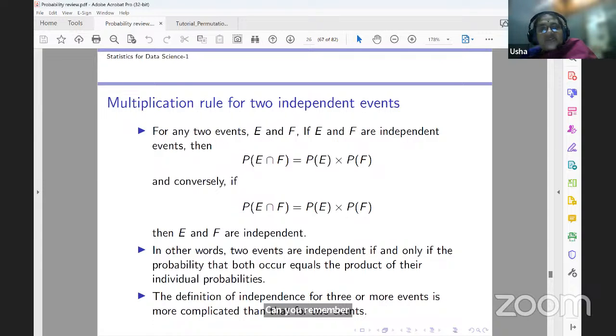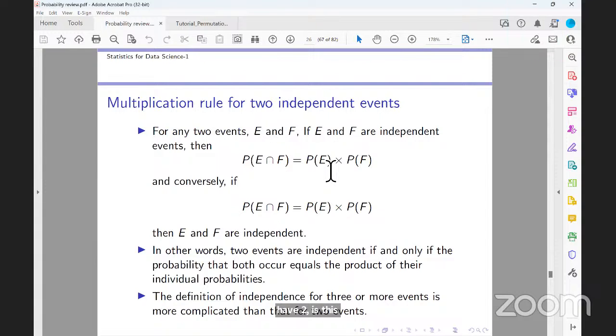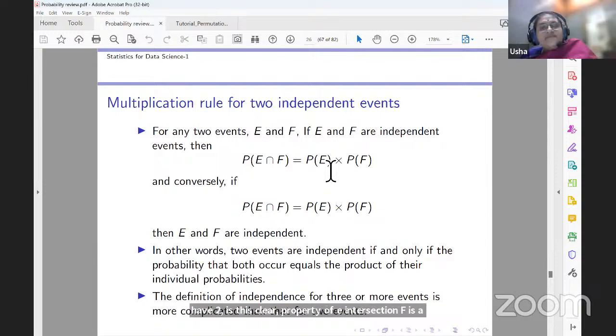See, for two events, the probability of E intersection F is the product of the probabilities. Is this clear? Now, for two events, this is an if and only if condition. What is the if and only if condition? If they are independent, then the product is equal to this. If the product is equal to this, then they are independent.